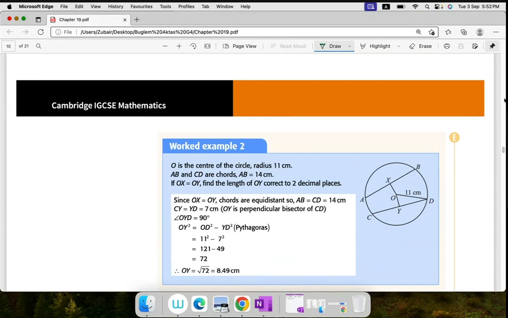O is the center of the circle, radius 11 centimeters, already given. AB and CD are chords. AB is equal to 14. If AB is 14, may I say XB is 7 and AX is 7? Yes. OX and OY are equal. So if these two are equal, that means the chord lengths are also equal because they are equal distance away from the center. So this is going to be 7 as well. Now we can find OY using Pythagoras theorem.